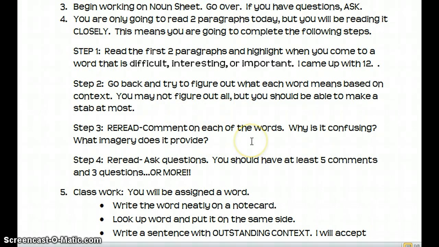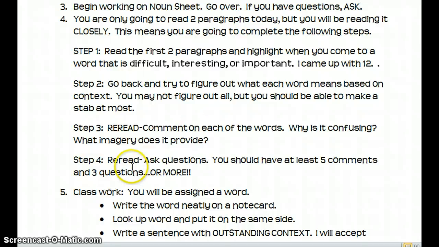Third, you need to reread those 2 paragraphs. Comment on each of the words. A comment can include when you think you know what the word means. It can include why you're having trouble with it. It can include why you find it interesting. What imagery does it provide? What kinds of thoughts are going through your head about what this story could possibly be about? What does it remind you of? You should be able to make a bunch of comments, connections, questions, that kind of thing.